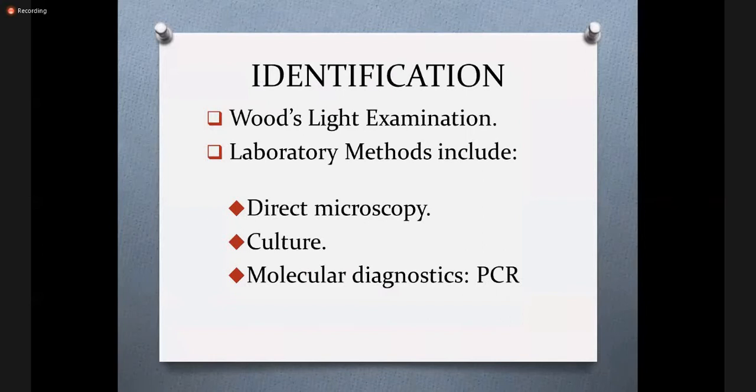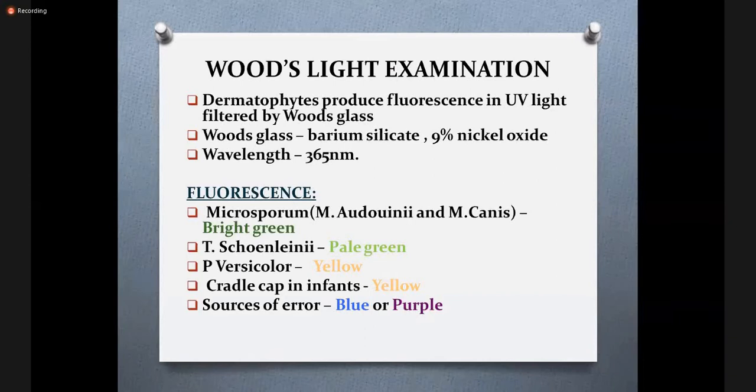Okay, we can identify fungal infection clinically on the basis of history, examination, and by Wood's light examination, and the laboratory methods, which include direct microscopy, culture, and molecular diagnosis like PCR. What is Wood's light examination? It is a lamp which has a blue light, which consists of 9% nickel oxide and barium silicate. Its wavelength is 365 nanometers, and certain fungal organisms fluoresce. They produce different colors under fluorescent light.